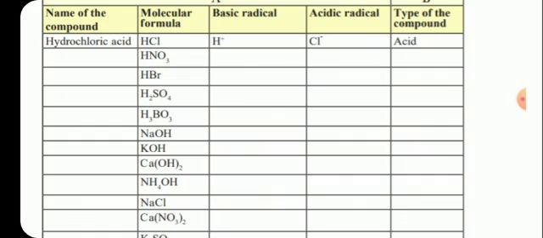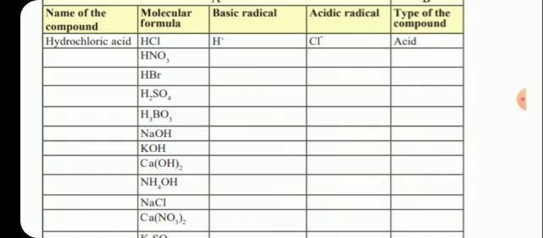Now HBr is hydrobromic acid. Basic radical H+, acidic radical Br-, and it is an acid. H2SO4, sulfuric acid: H+ is the basic radical, SO4 2- is the acidic radical, and it is an acid. H3BO3, boric acid: H+ basic radical, BO3 3- is the acidic radical, and it is an acid.